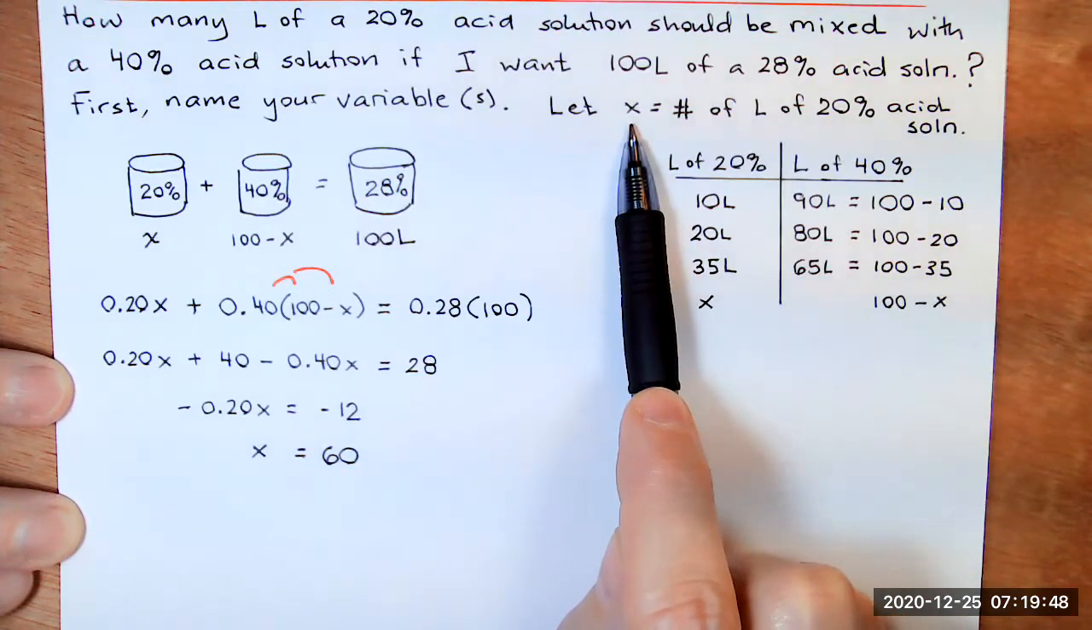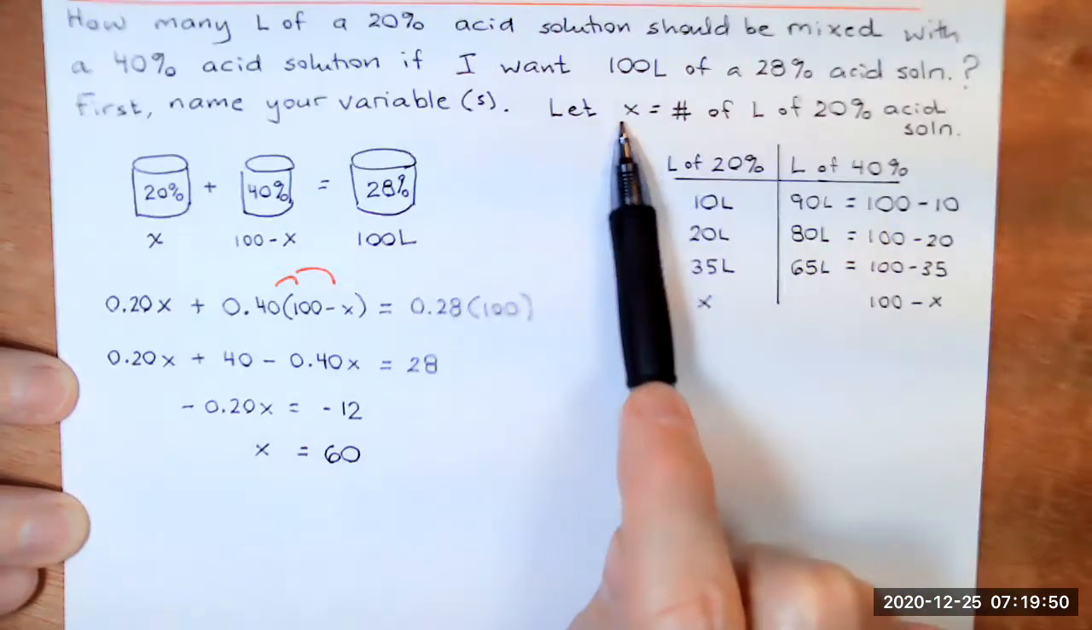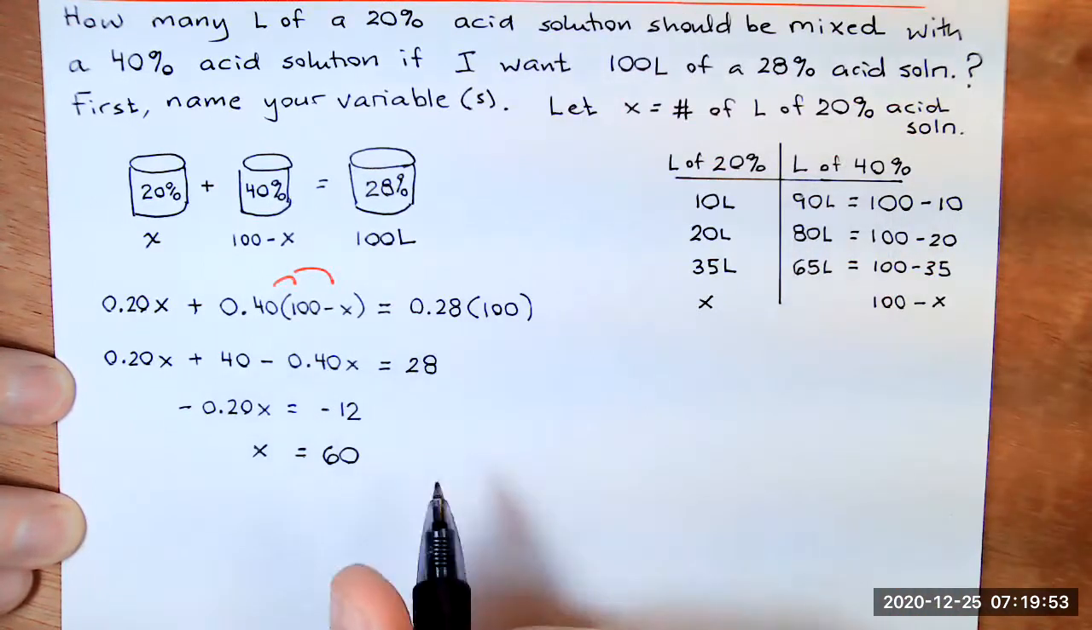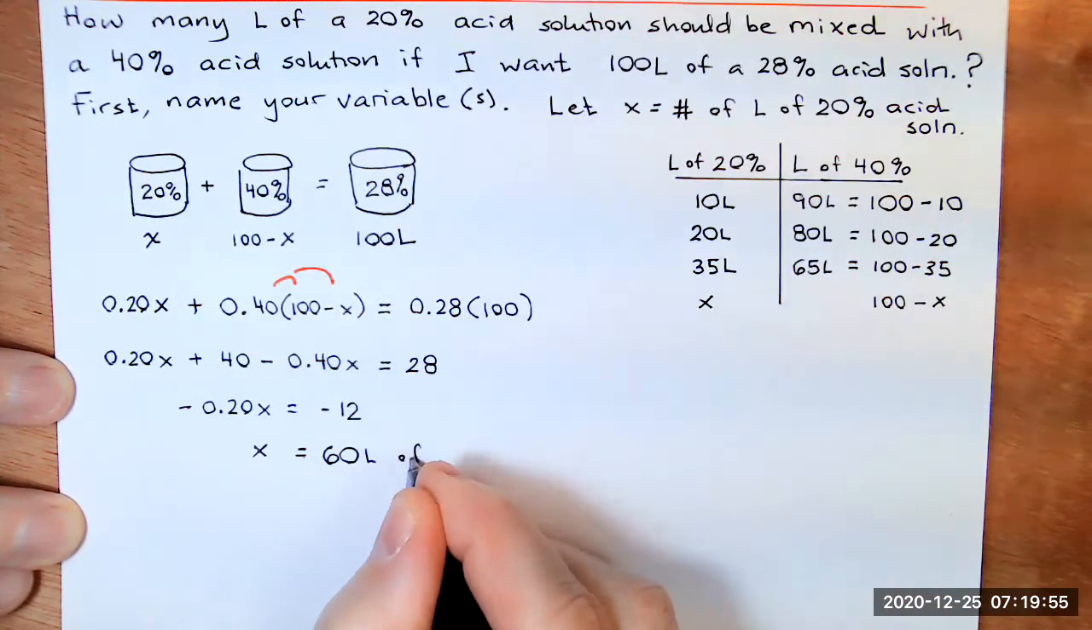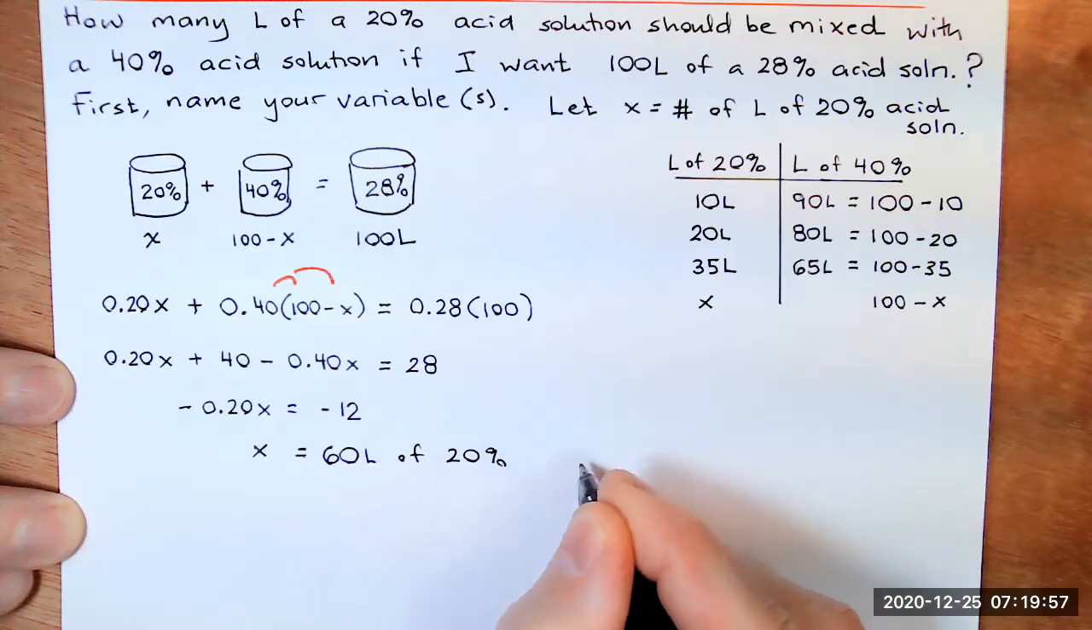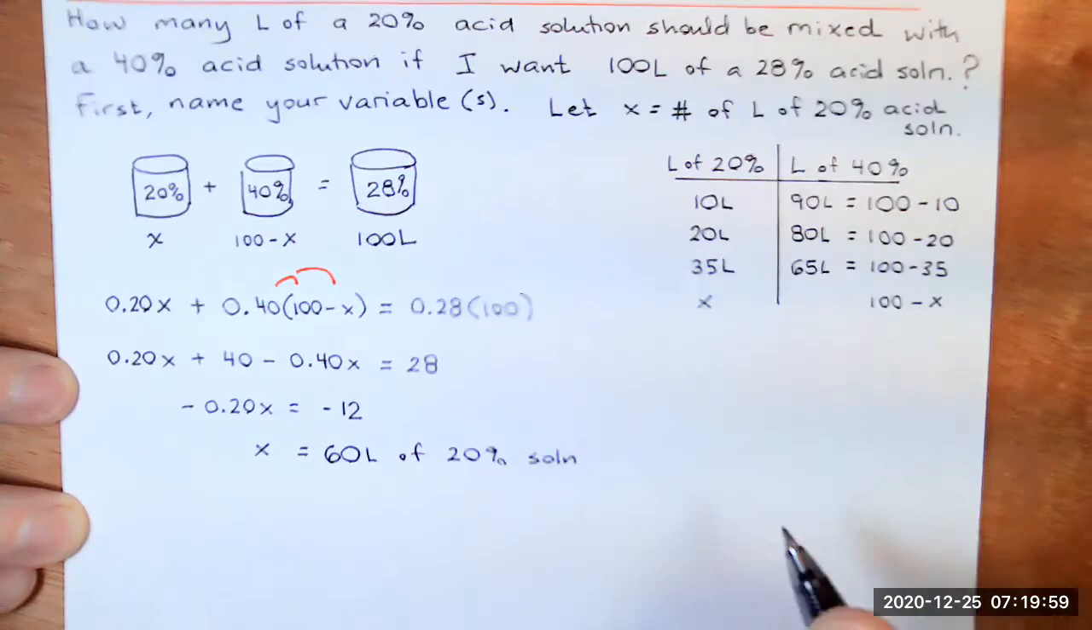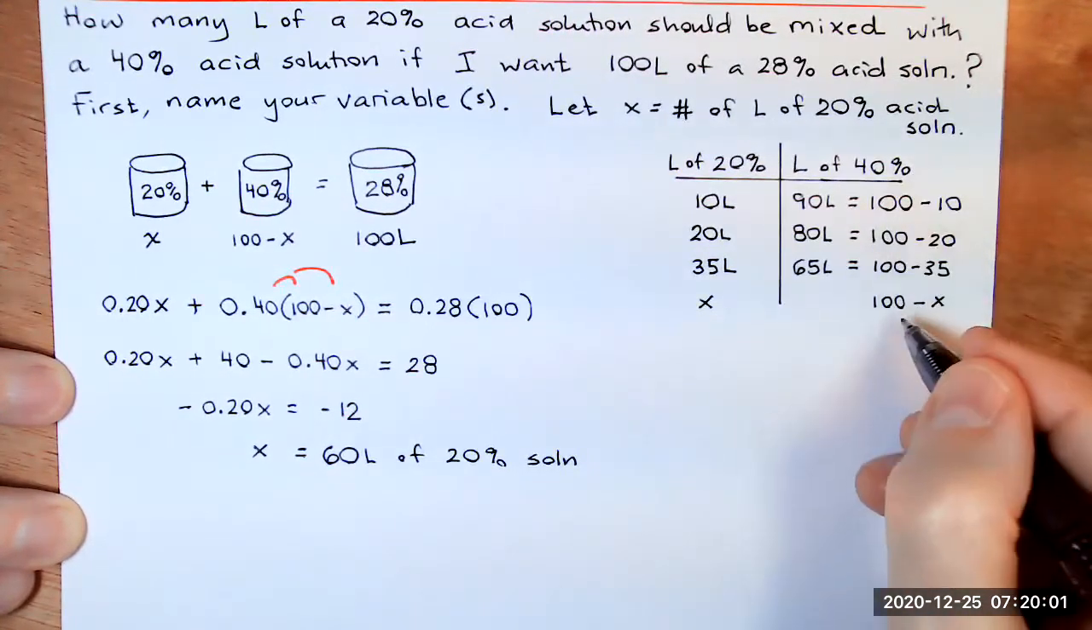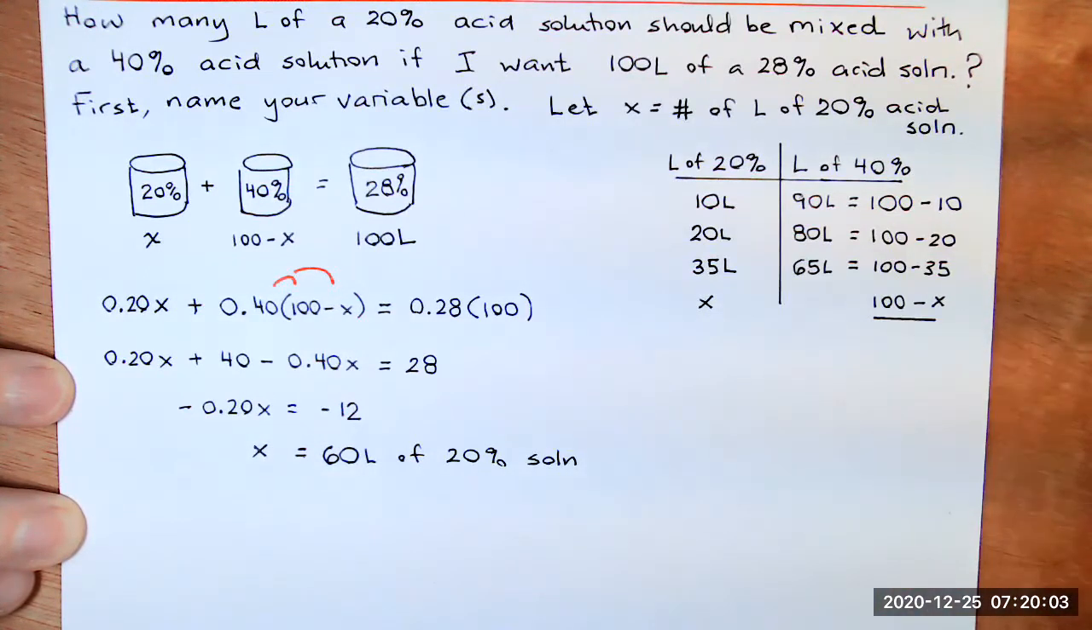Because remember, you started by naming your variable. So I know what this x represents. That's 60 liters of the 20% solution. And then we can go back here and we know how many liters of the 40% solution.